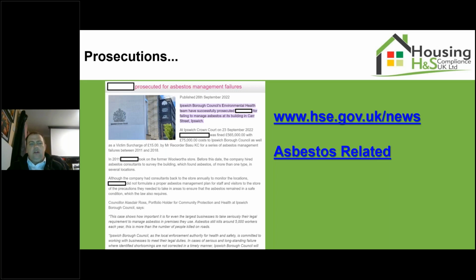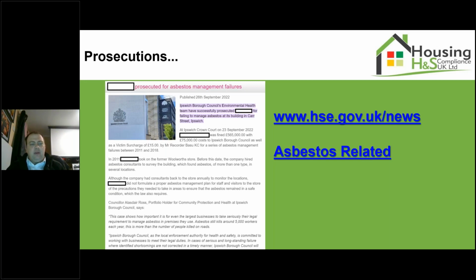Now this is quite unusual. A lot of environmental health enforcement officers will, by their own admission in discussions that I've had with them, generally leave things like asbestos to the HSE where they can. But the fine of £565,000, that's quite a significant fine for asbestos management failures. Additional to that, we've got the cost of £75,000 and a victim surcharge of a nominal £15.